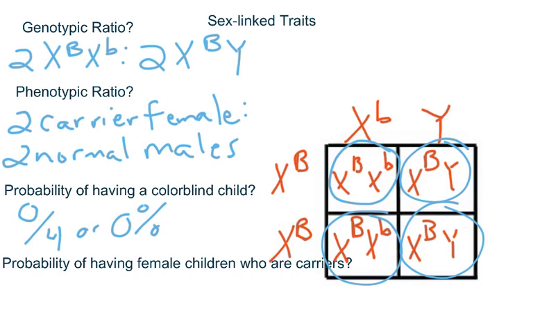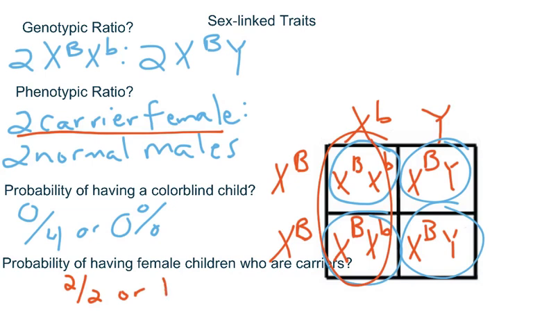So another example would be, what's the probability of having female children who are carriers? So for us, we have 2 carriers, but we also have 2 females. So if they both are, it would be 2 out of 2, or 100% of the female children are carriers.